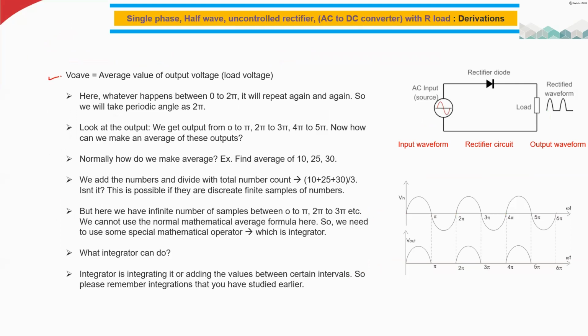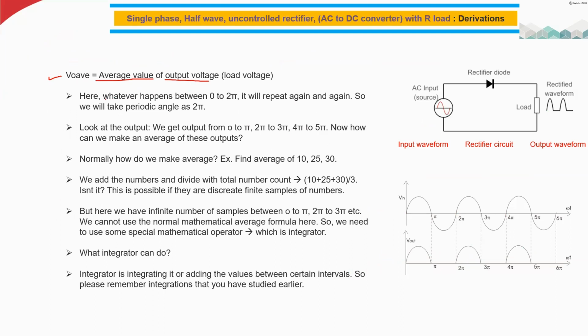Okay, VO average. First, we will derive the first parameter, the average value of the output voltage. This is the output voltage. I am going to find the average value of this one. How can we calculate that?